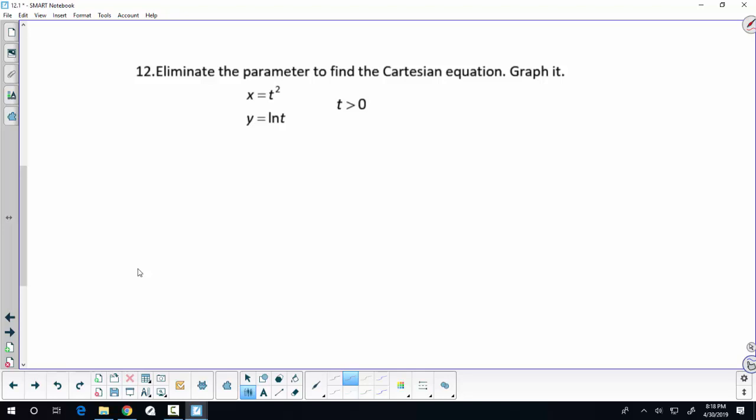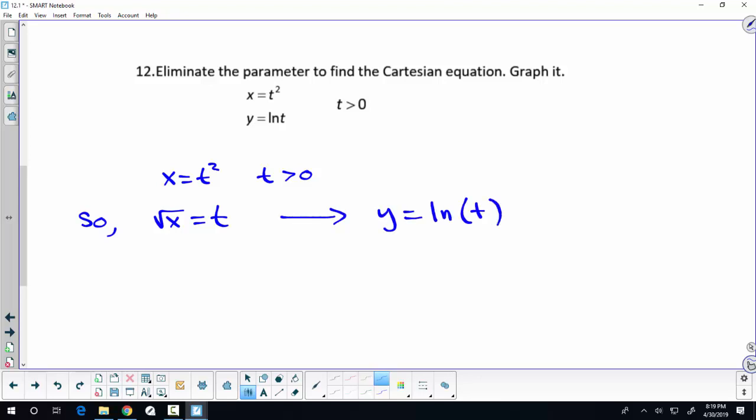You've got a very similar procedure here. Just work through this one. If x is equal to t squared, and t is larger than 0, that means the square root of x is equal to t. And we're going to plug that into y. Y is the ln of t, which is equal to the ln of the square root of x. And by properties of logs, we have 1/2 ln of x.